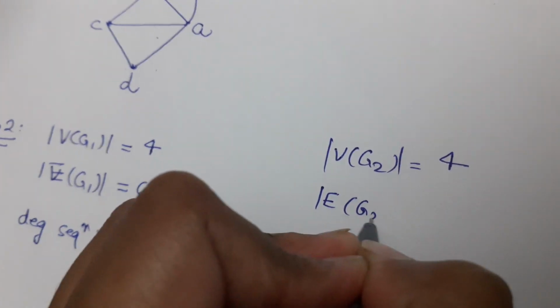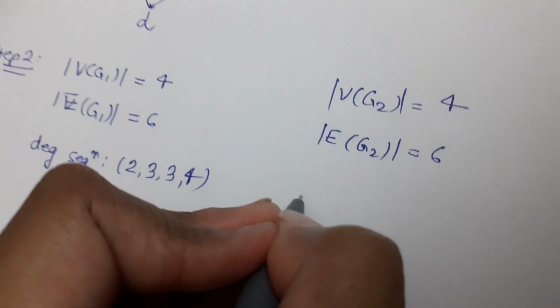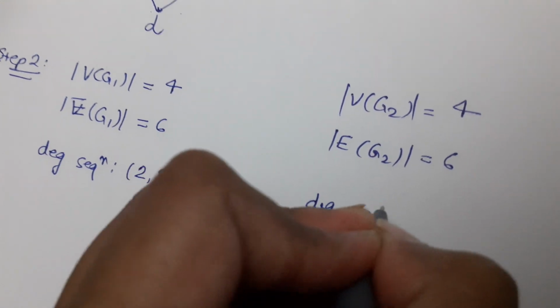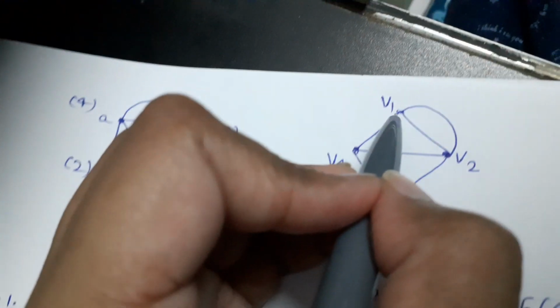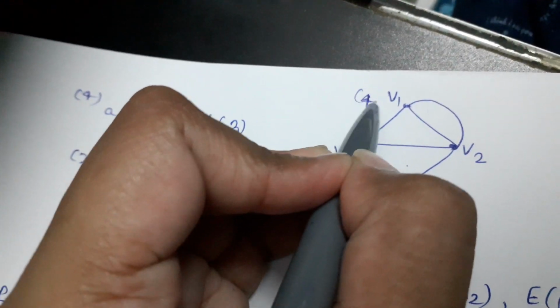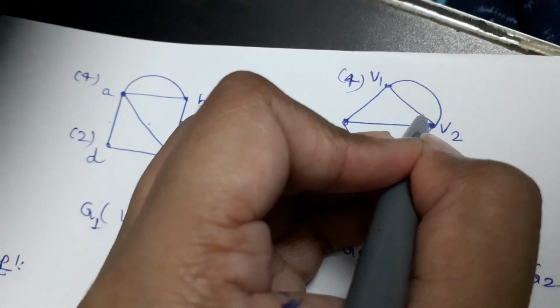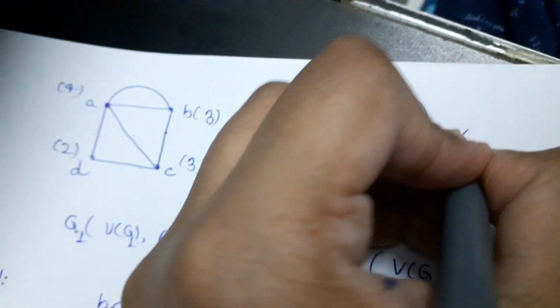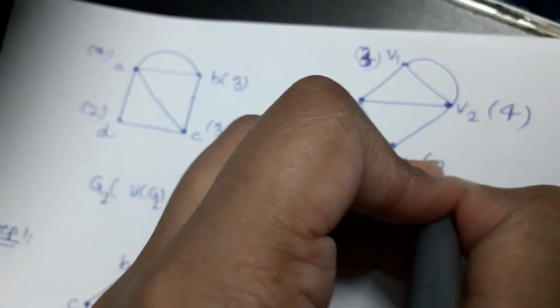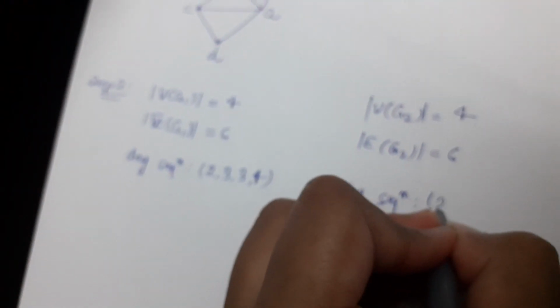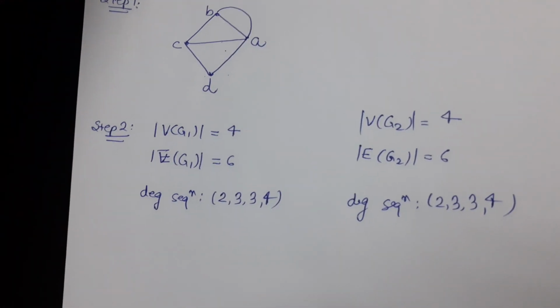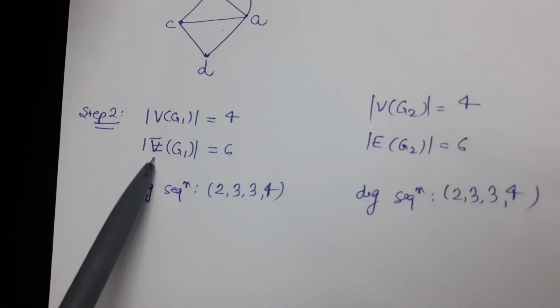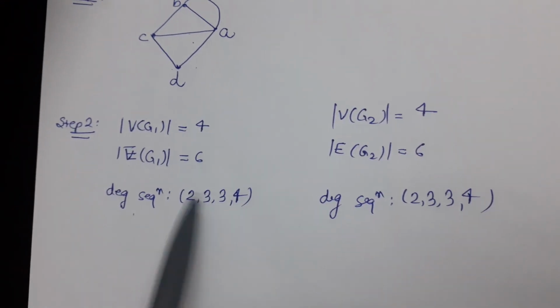The number of edges in graph 2 is 6. And degree sequence. Degree of V1 is 3, degree of V2 is 4, degree of V3 is 2 and degree of V4 is 3. Again 2, 3, 3, 4. So here we have similar properties: the number of vertices, number of edges and the degree sequence of both the graphs are the same.